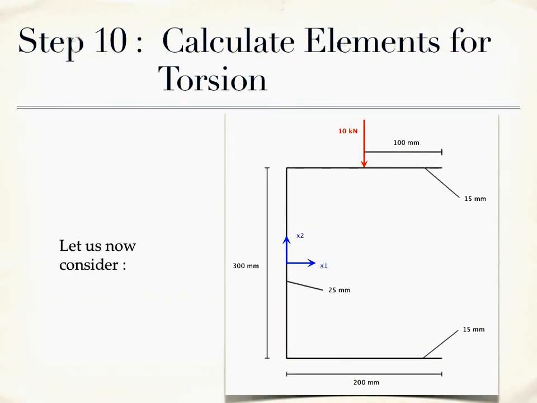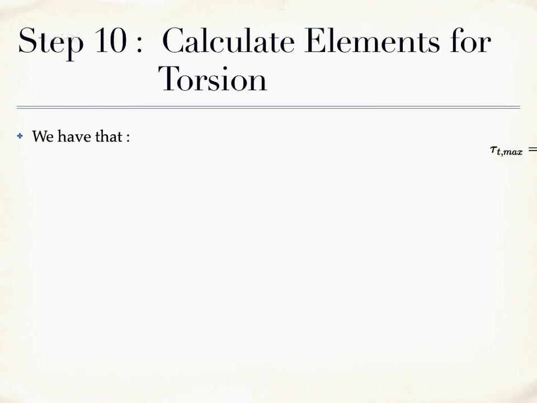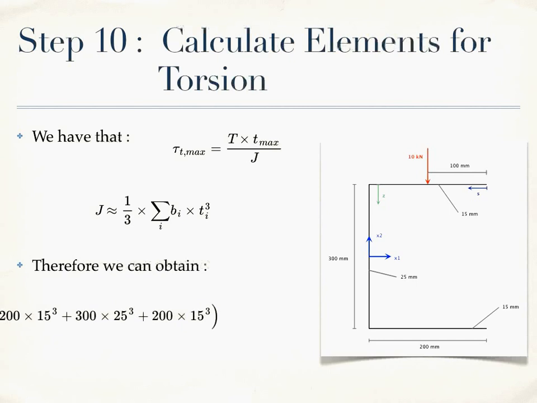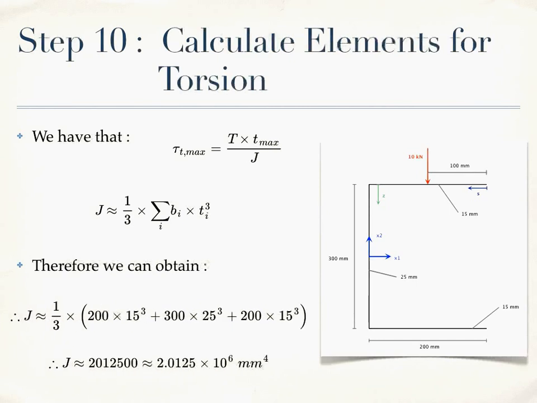To calculate maximum shear stress, we need to split the channel up into 3 sections. We've got the 2 flanges, which we've called section 1 and section 3, and the web, which we've called section 2, where B denotes the breadth and T denotes the thickness. To calculate shear stress tau due to torsion, which we have called tau subscript T, we use this formula, as derived in lectures, where capital T is our torsional moment, T max is our thickness, and J is the torsion constant, which is proportional to the torsional stiffness.